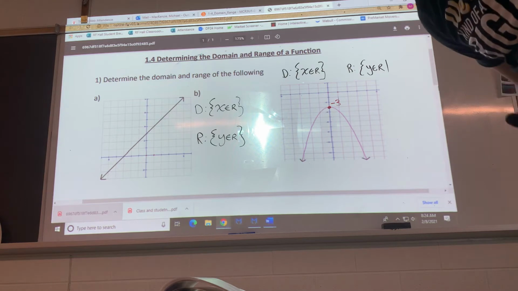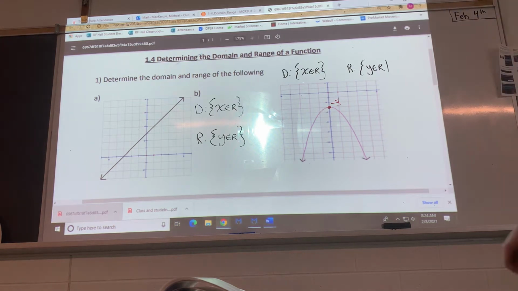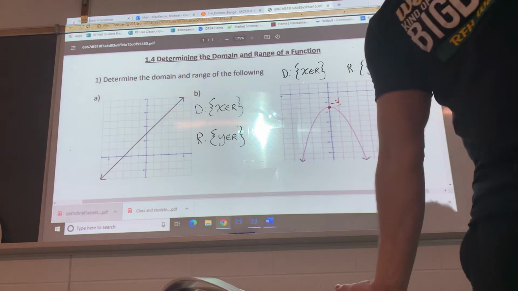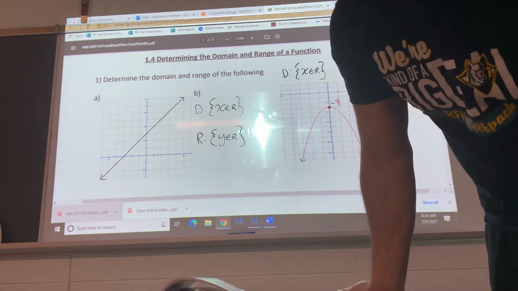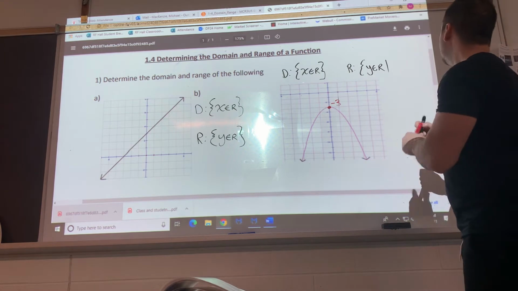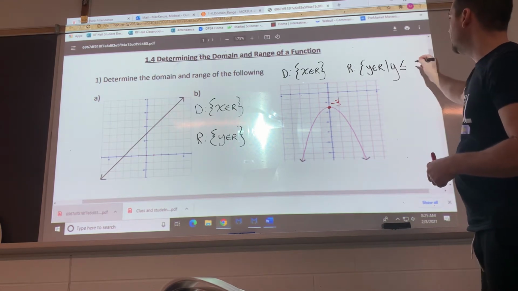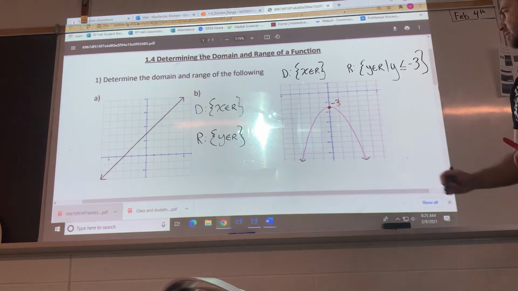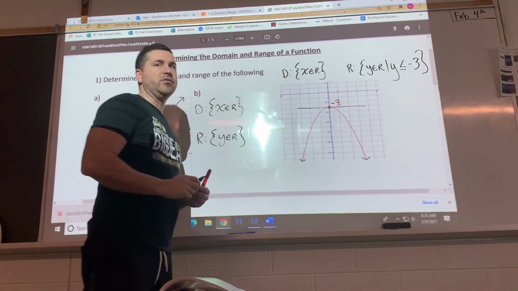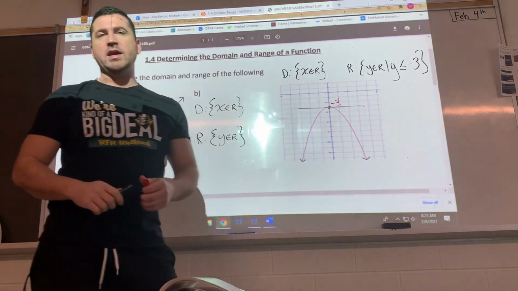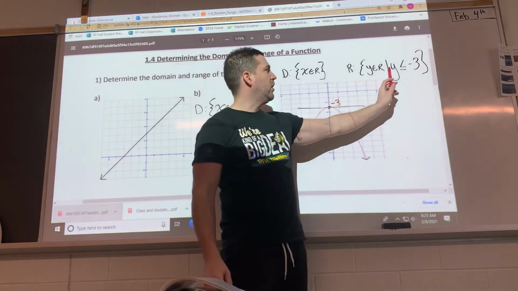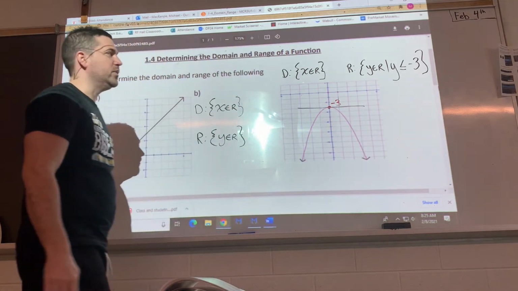It has a limitation that y is less than -3. Close. Adding one little more part: less than or equal to -3? Exactly. So y is less than or equal to -3. This is our highest point. So it's all our y values under -3. We don't have any values going above -3. So x ∈ R for the domain, and for the range, y ∈ R such that y is less than or equal to -3.